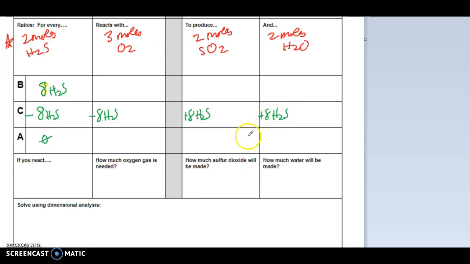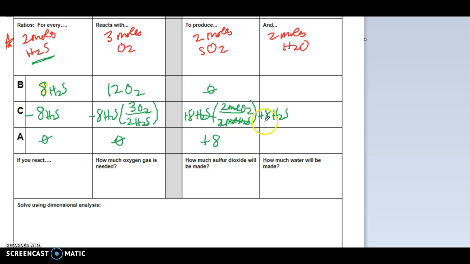Okay, all right, so now I need to look for my ratio. So I know here for every 2 moles of H2S I get 3 moles of O2. Okay, so this is going to be 12, so I had to start with 12 moles of O2 to get to nothing. Okay, this ratio, I have 2 moles H2S to 2 moles of SO2. Okay, so that's a 1-to-1 ratio, a 2-to-2. Okay, so I know I'm going to end up with 8 of those.